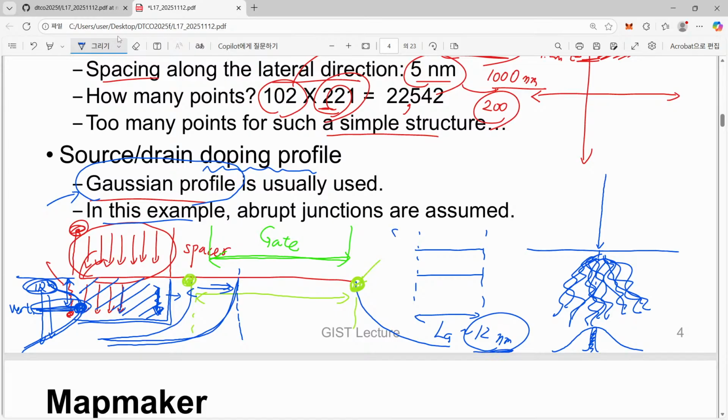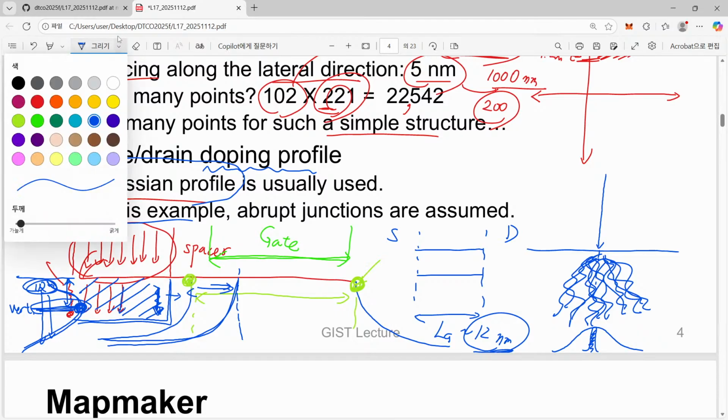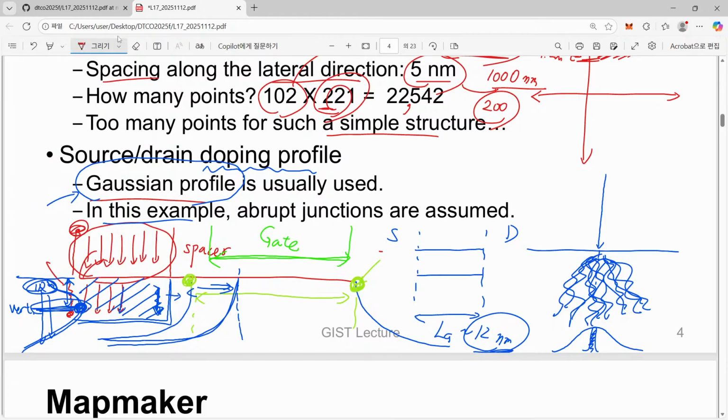And how about source and drain? In this case, you have a certain doping density, and eventually it starts to drop. And also it starts to drop, and the speed of reduction, the speed of decay, is just measured like this. In order to have a 10 times smaller doping density, how long a distance is required?